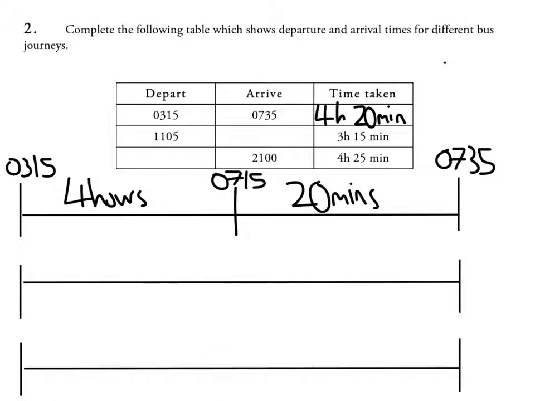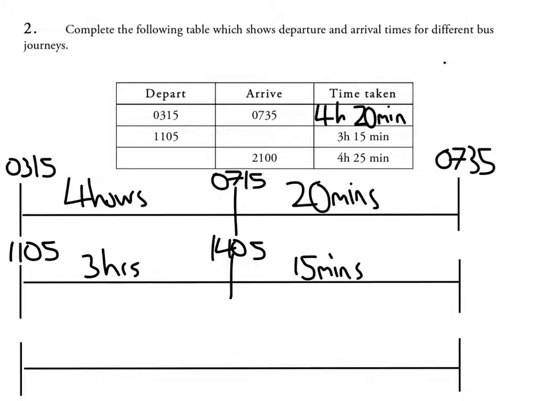So the second bus departs at 11:05 and it takes 3 hours 15 minutes. So let's first add on the 3 hours. So if we were to do that, we get 12:05, 13:05, 14:05. And then if we add on the 15 minutes to 14:05, we get the answer as 14:20.